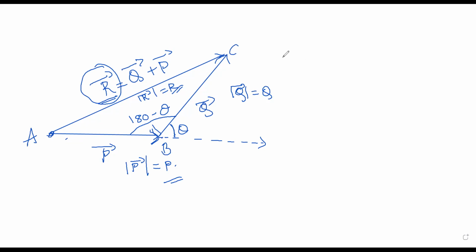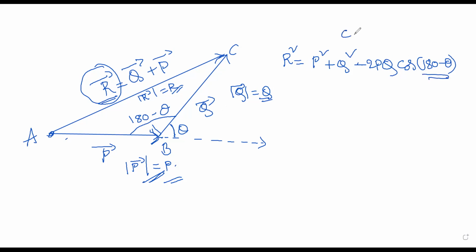So we can apply the cosine rule. The cosine rule says that R square happens to be P square plus Q square minus 2PQ, and the angle between the sides P bar and Q bar, which this time is 180 minus theta. So cosine of 180 minus theta. So P square plus Q square minus 2PQ cos theta, but instead of theta, you have 180 minus theta. But cos of 180 minus theta, we know very well, happens to be negative cos theta. So that's the twist in the tale over here.